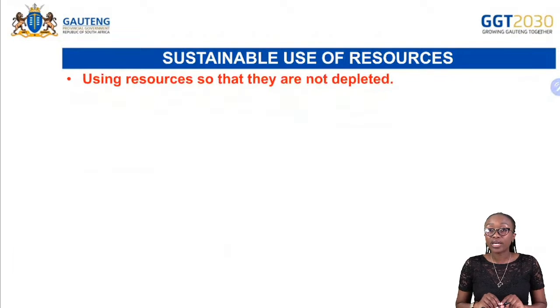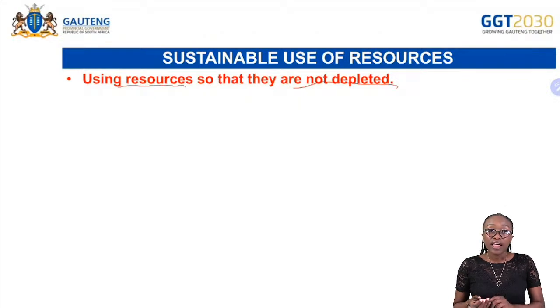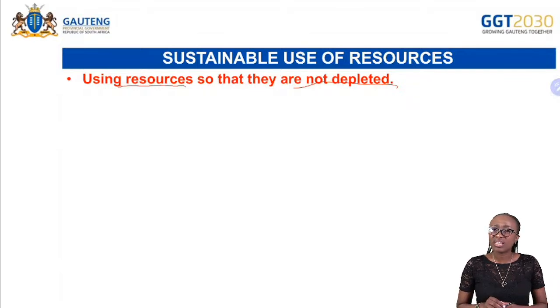Now, how can we practice the sustainable use of resources? You need to make sure that you use resources so that they are not depleted. If there is a power outage, don't chop down all the trees in the area to make fire and to cook.